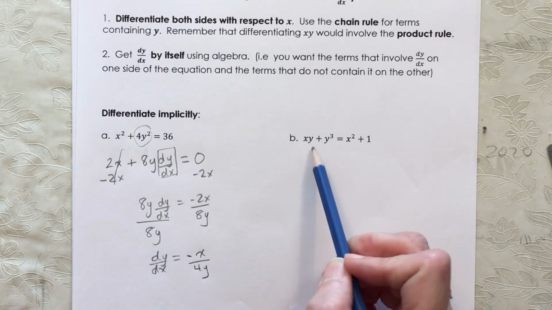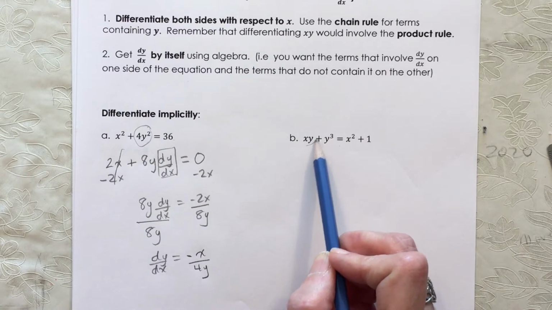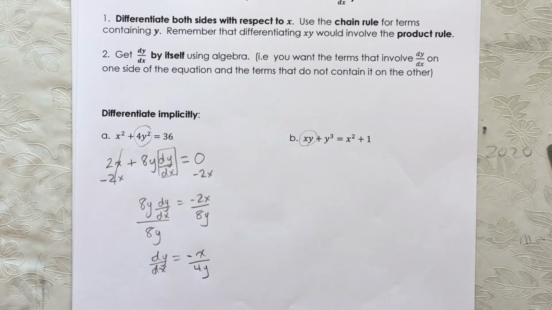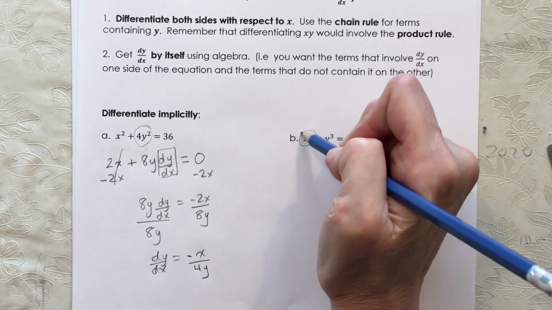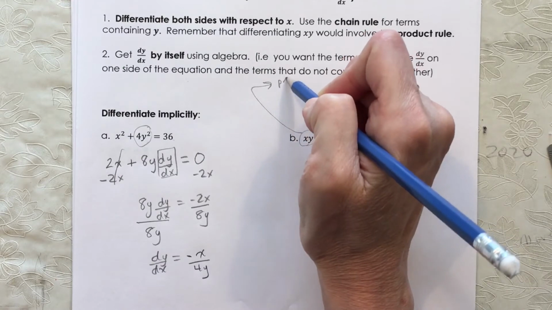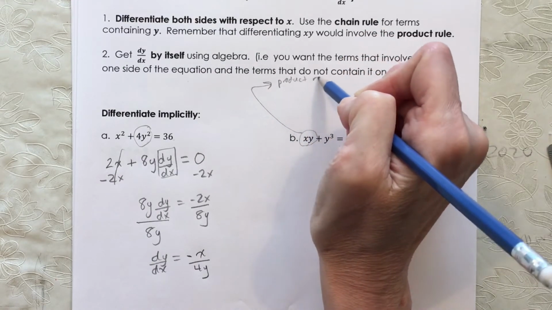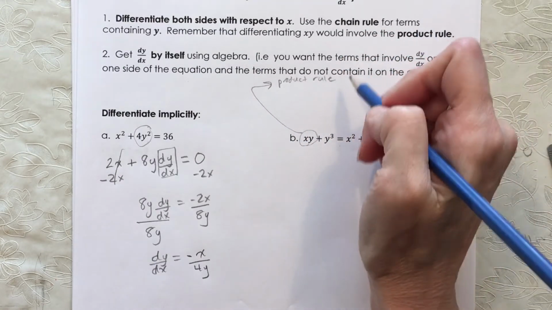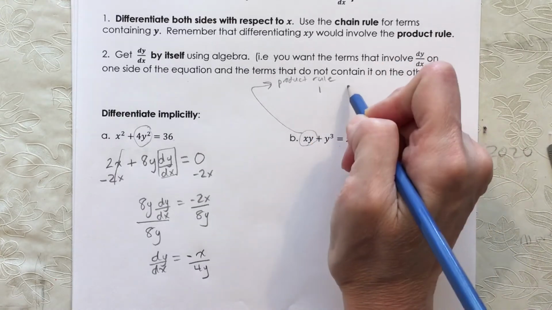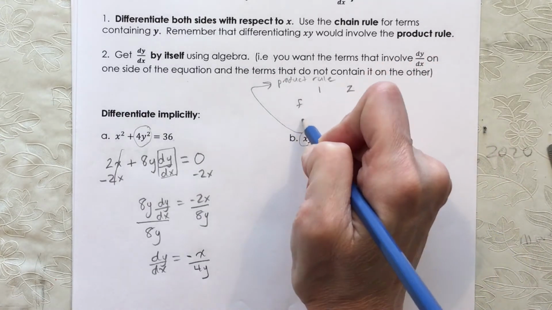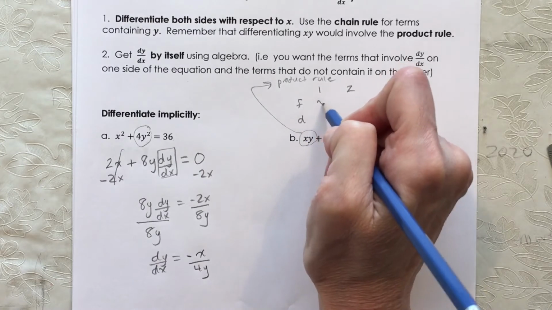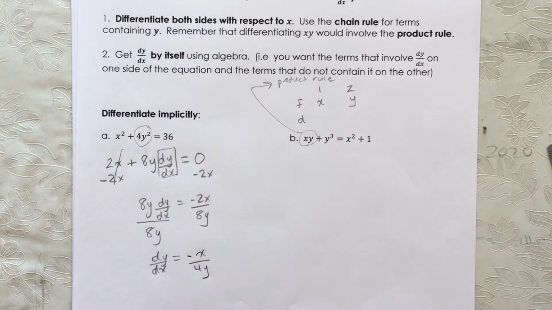All right, the next one. So starting off here, we've got x times y, and that's a product rule. So when you have a product rule, you've got to set up your little chart. First, second, function, derivative. So my first function is x, my second function is y.